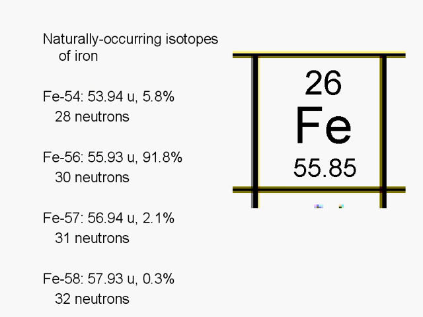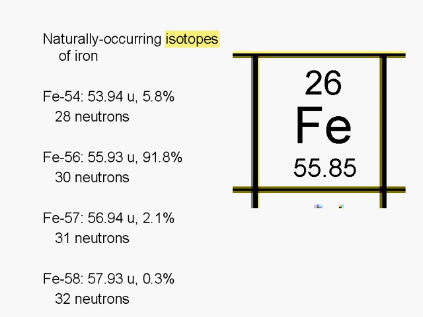The atomic number of iron is 26. All iron atoms have 26 protons, but they can have different numbers of neutrons. The ones we find in nature either have 28, 30, 31, or 32 neutrons. We call these four possibilities the four naturally occurring isotopes of iron. Atoms with the same number of protons but different numbers of neutrons are called isotopes of the same element.